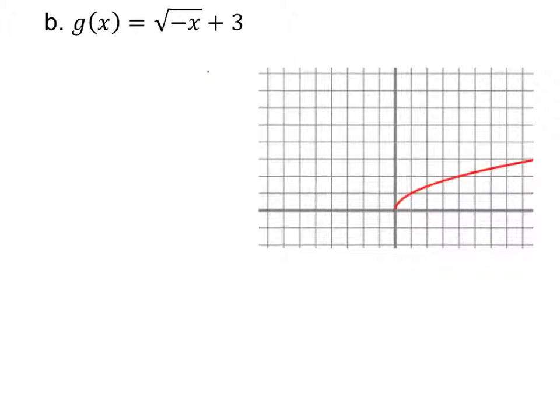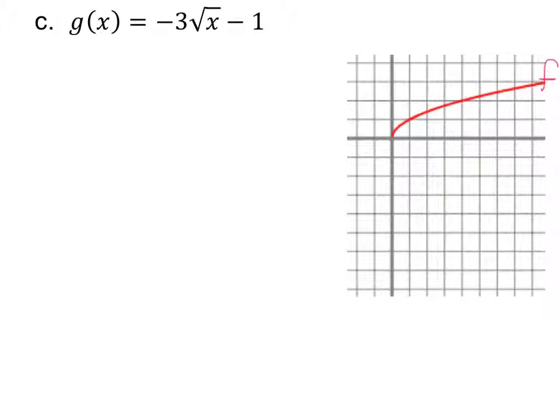Looking at b, g of x equals the square root of the opposite of x plus 3. We first take a look at that negative sign. It is taking the opposite of x only, which tells us that we're going to have a reflection across the x-axis. So that alone would give us a function that looks like that, from our original f of x. We then add 3, so that tells us that we shift that up by 3 units, and we end up with a function that looks like that, and that would be our g of x.